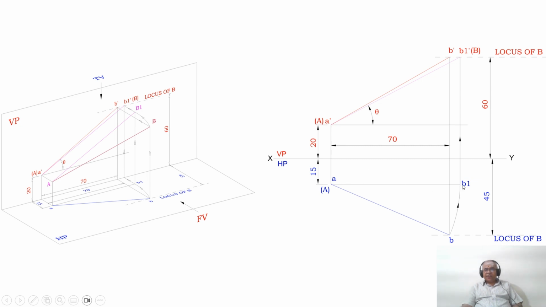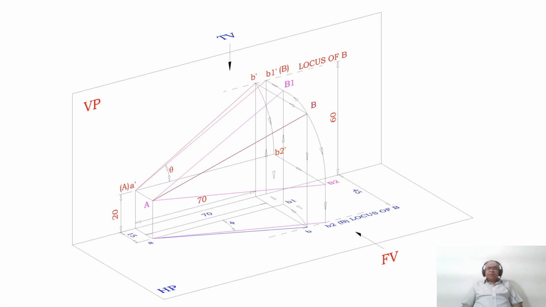Since this top view line is parallel to XY, correspondingly in the front view, that line will be in true length. You mark this point as B1 dash and you mark this point as capital B dash, and of course this is the locus of B. Join A dash B dash a little bit thicker than the XY line. You mark this line angle as theta. So this is how we will be able to find the true length and true inclination with respect to HP.